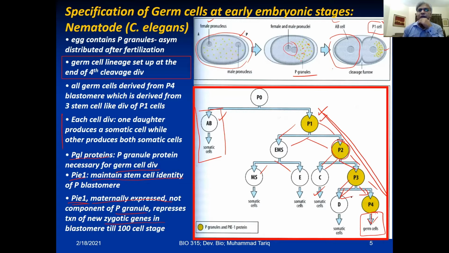So you will have PI1 here, and it will repress expression or transcription of the zygotic genes, because expression of zygotic genes means they will most likely be contributing to somatic cells.